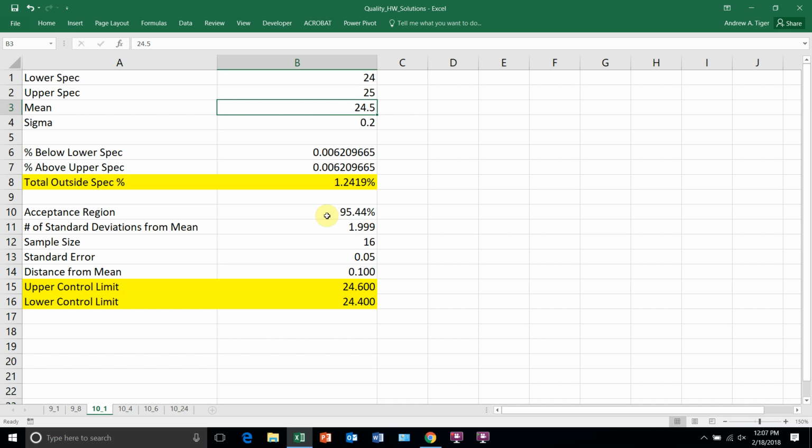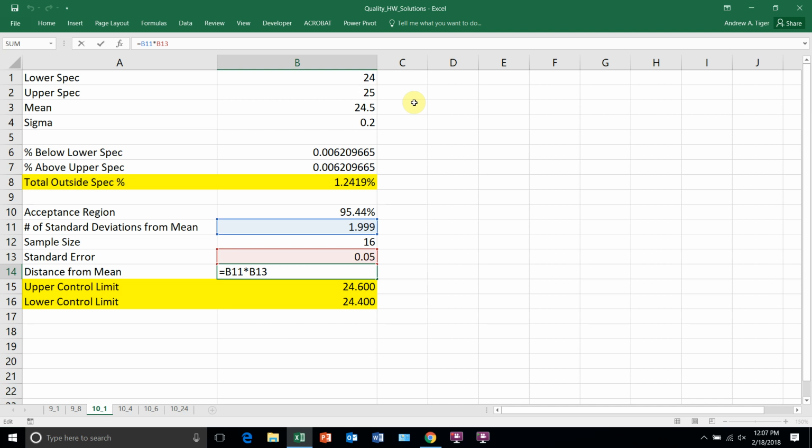So this plus or minus this times this will give me these two values. And this number is the plus or minus standard deviations multiplied by the standard error. So this plus this and this minus this gives us these two numbers. So for a system in control, the average will be between these two values 95.44% of the time.